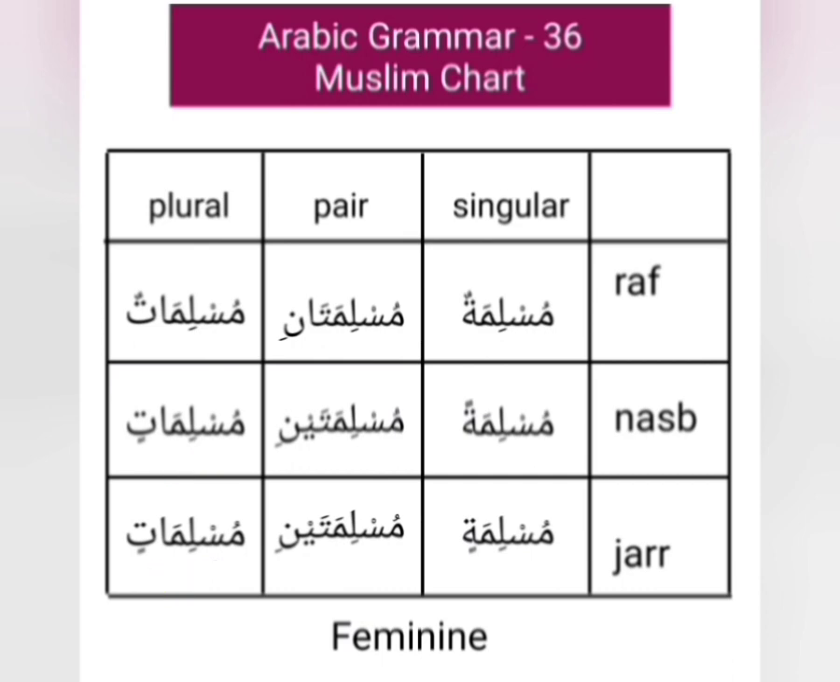We can learn this table column wise as Muslimatun, Muslimatan, Muslimatin, Muslimatani, Muslimataini, Muslimataini, Muslimatun, Muslimatin, Muslimatin. In every column, the status of the first word is Rafa, the status of the second word is Nasab, and the status of the third word is Jar.